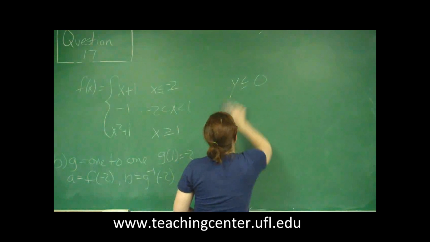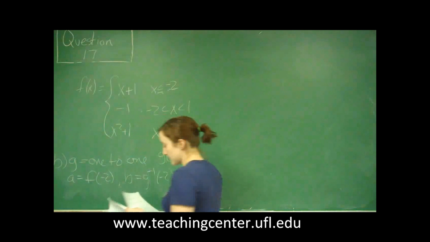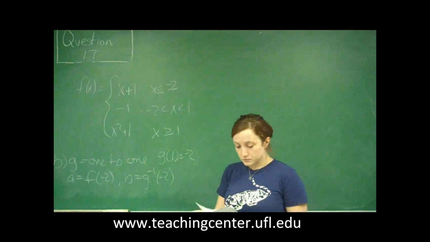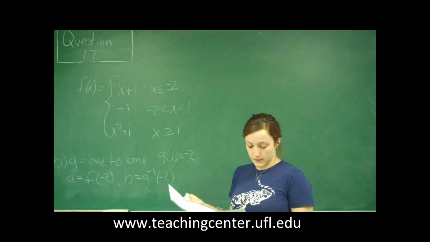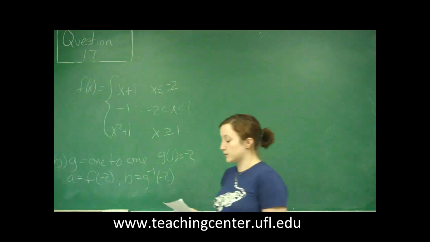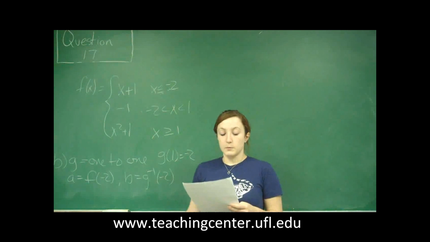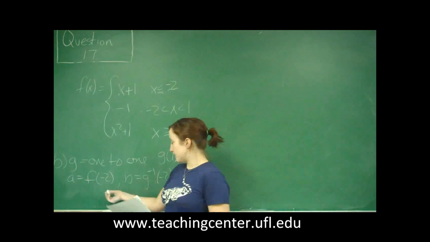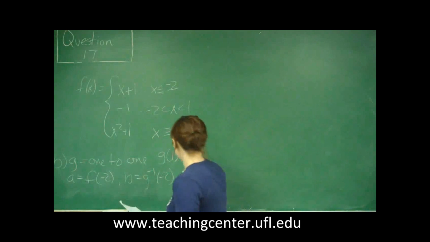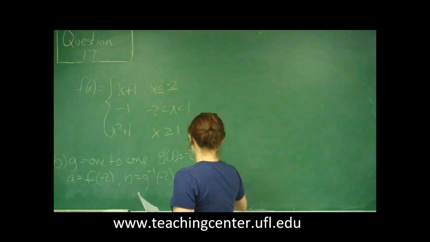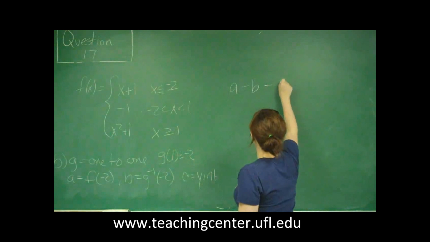And then the problem gets a little bit tricky, but it's not that bad once you realize what they're asking. And then it says, for part B, and in the problem it also says, and g is a 1-to-1 function such that g of 1 is equal to negative 2. And it says, for part B, let a equal f of negative 2, b equals the inverse of g of negative 2, and c equals your y-intercept. Find a minus b minus c.